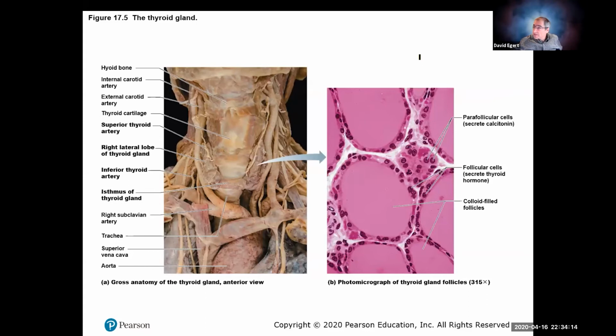This is actually a very pretty slide looking at the thyroid gland. So the colloid-filled follicles, these are those big empty reservoirs where the colloid binds the hormone. These are the T thyrocytes, the cells that make the thyroid hormone and also make the walls of these follicles. They're calling them parafollicular cells. I call them C thyrocytes. Those are the ones making the calcitonin.